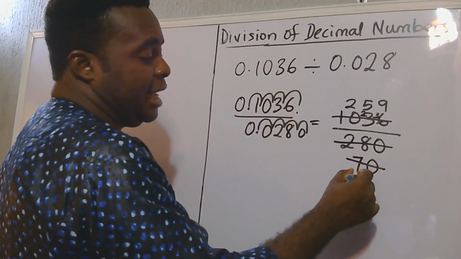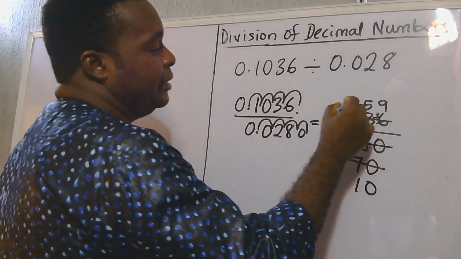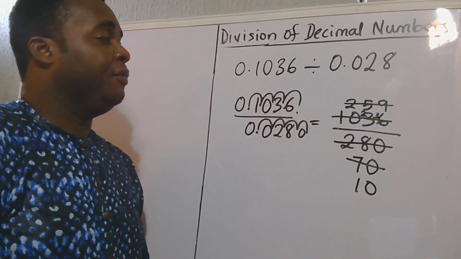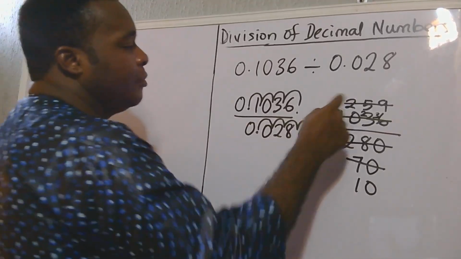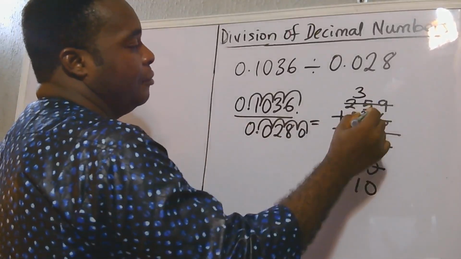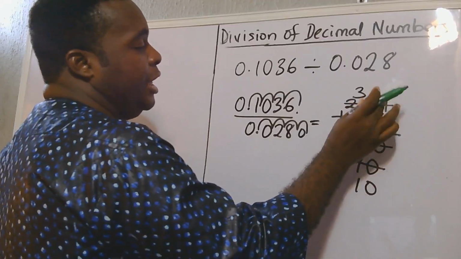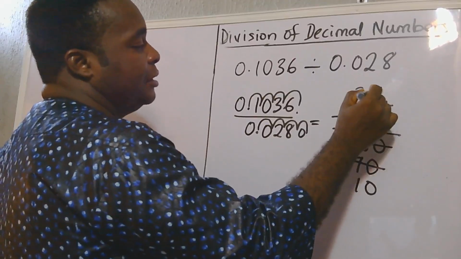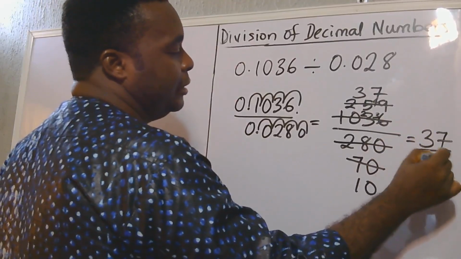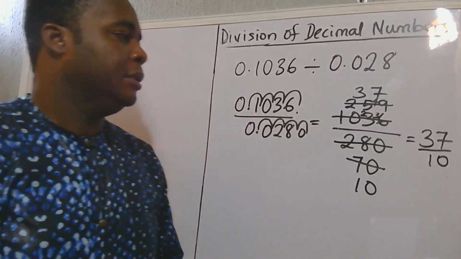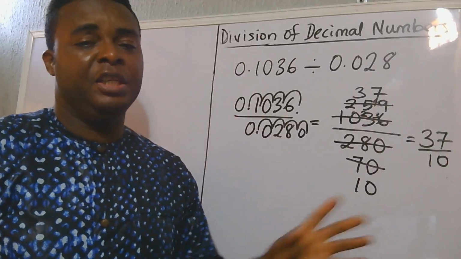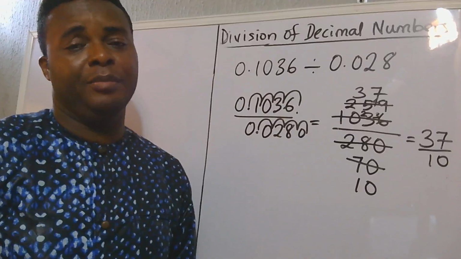7 in 70, that gives me 10. And then 7 in 259. Okay, so we say 7 in 25. That gives us 3. Remainder 4. In 49, that gives us 7. So we are having 37 over 10. Do you understand?